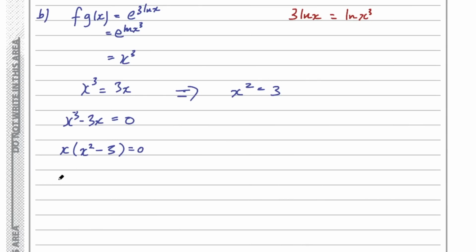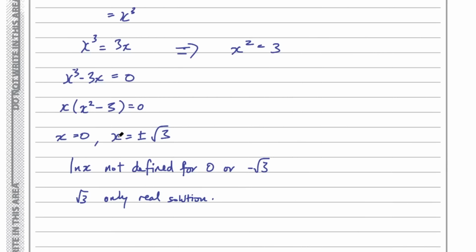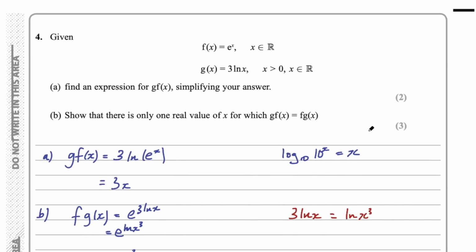So anyway, here we've got x equals 0 or x equals plus or minus the square root of 3. The only possibility here is that x equals root 3. So we could say that the natural log x is not defined, so that root 3, positive root 3, is the only real solution. And that part A was 2 marks and part B was 3 marks.